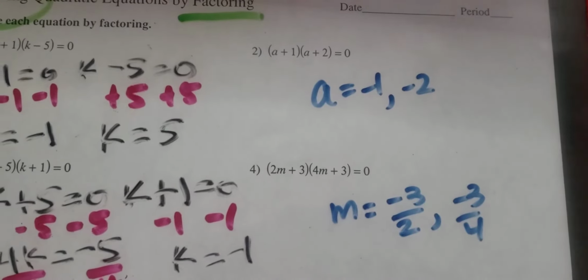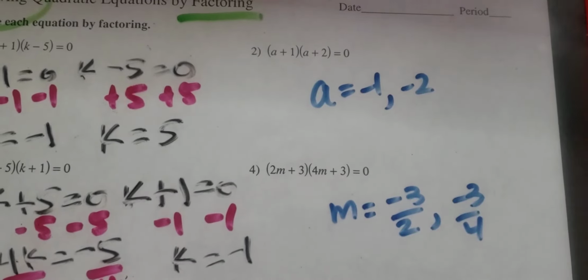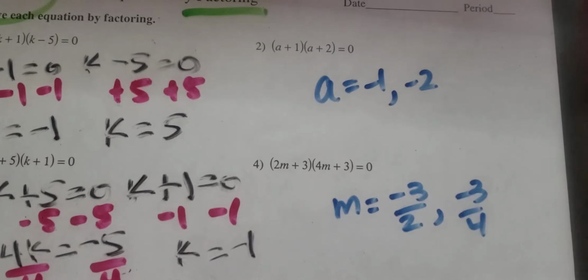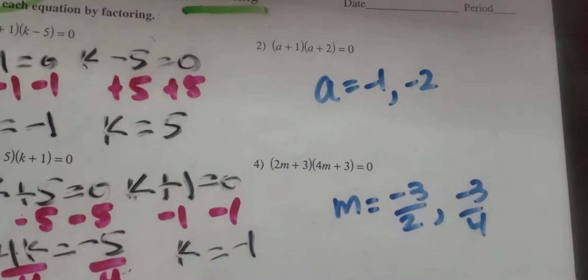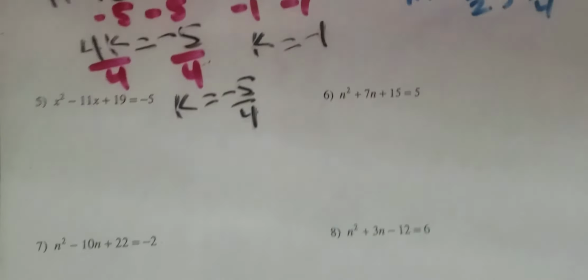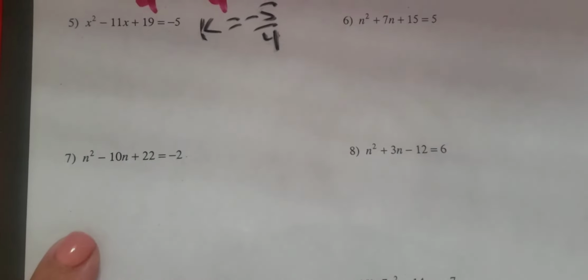Okay, boys and girls, if you did this correctly, then technically for number 2, you should have gotten a equals -1 and -2. And then for number 4, m equals -3/2 and -3/4. Okay, so 2 solutions. All right, so now we're going to try another one, okay? And again, I'm just going to pick some random ones, okay? So here we go. I'm going to move down to number 7, okay?